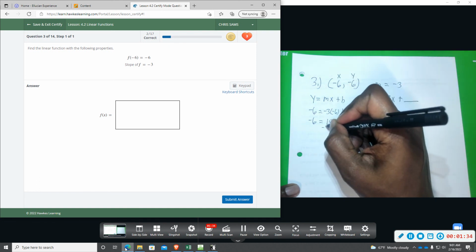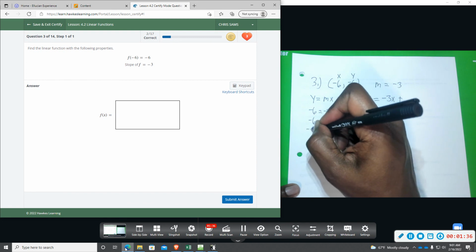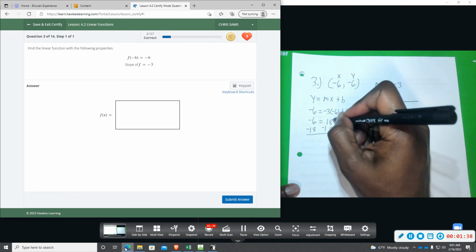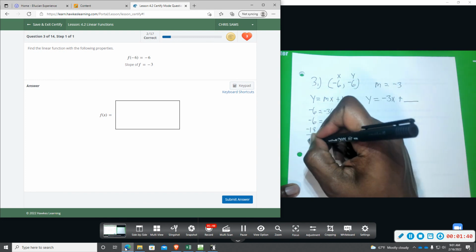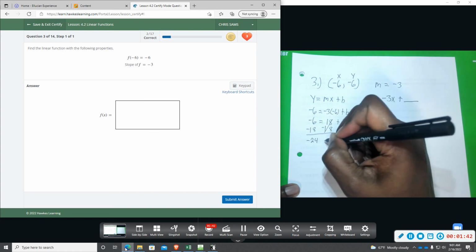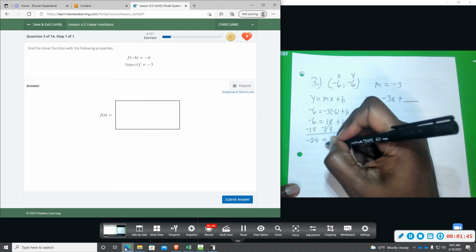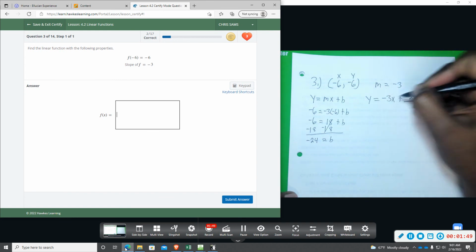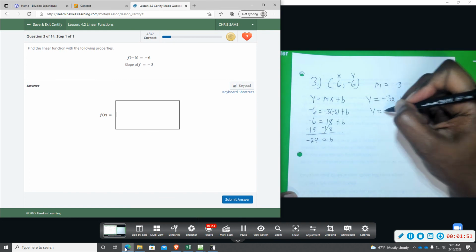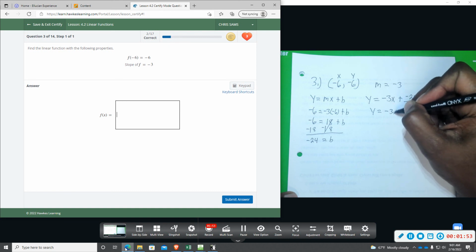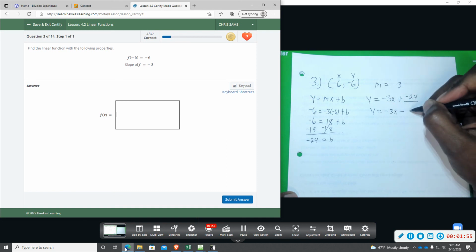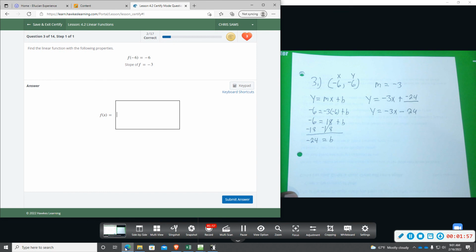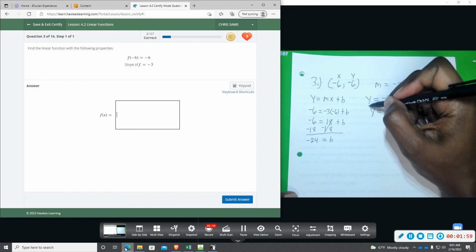And then we're going to subtract 18 to get b by itself. So that goes to 0. This will give us a -24 equals b. So b is -24. So the clean way to write this is y equals -3x minus 24 instead of writing plus a -24. This will be the best way.